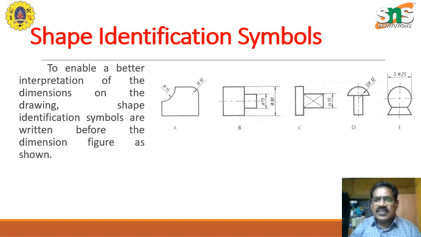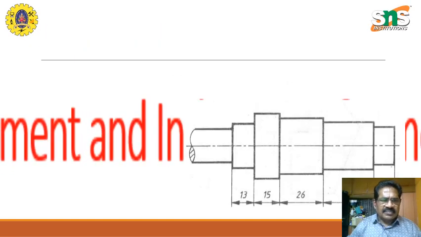This one is a spherical radius of 12. This radius is a part of the sphere, and this is a spherical diameter of 25. So spherical diameter, spherical radius, this is a square dimension, and then this is a diameter and this is a radius. So all the different shape identification symbols are given here.